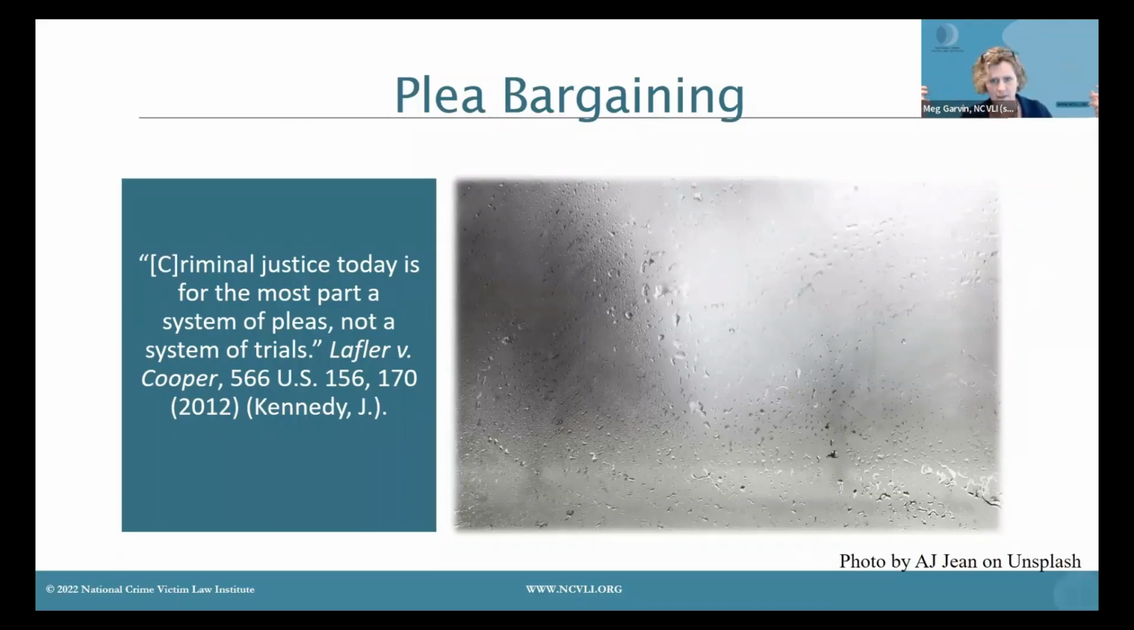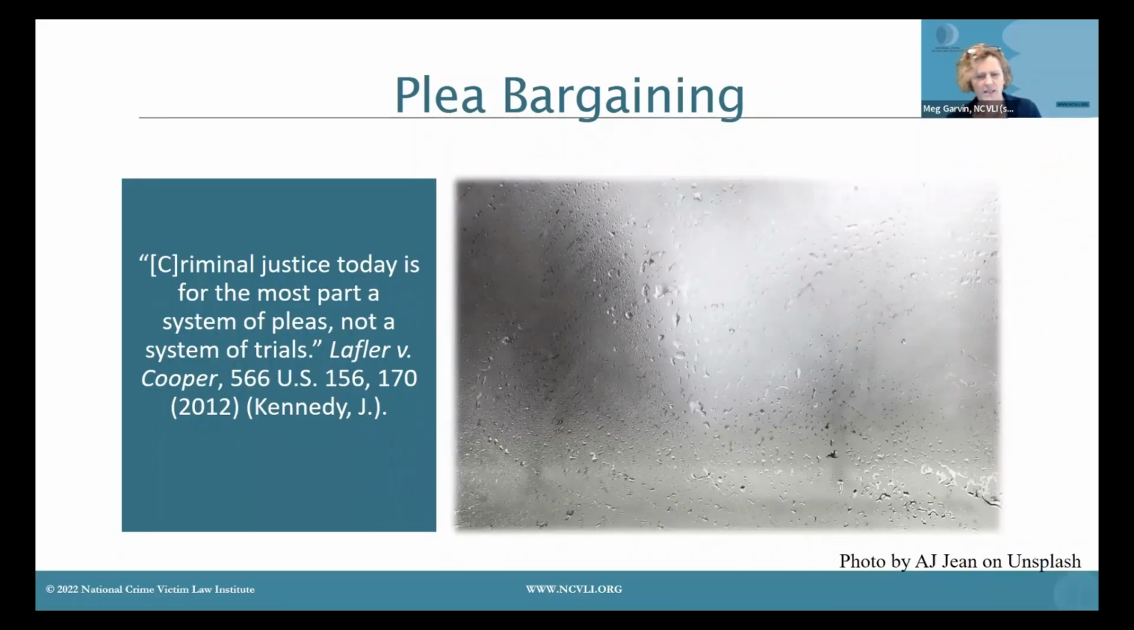in the next 45 minutes together, peel away some of the fog, peel away some of the layers, because for survivors to participate in the legal system, they have to be in plea. And the quote on the screen, criminal justice today is for the most part a system of pleas, not a system of trials. Just remembering that helps us know why we have to be in the mix.